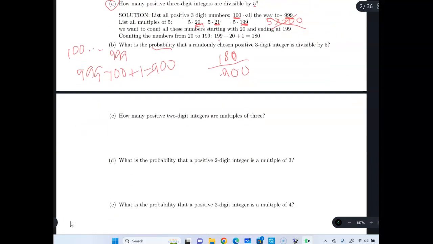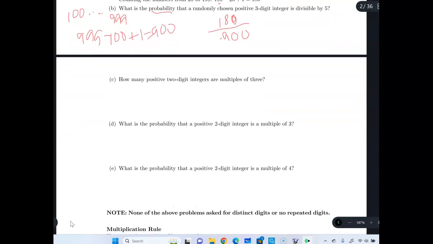Okay, so let's do the same kind of thing with multiples of 3 and only two-digit integers. So two-digit integers means 10 all the way up to 99. And so I have to think about where are the multiples of 3. So I know 3 times 4 is 12, so that's in there. Oh, and look at that, 3 times 33 is 99. So I need to count the numbers from 4 to 33. So 33 minus 4 plus 1 is 30.